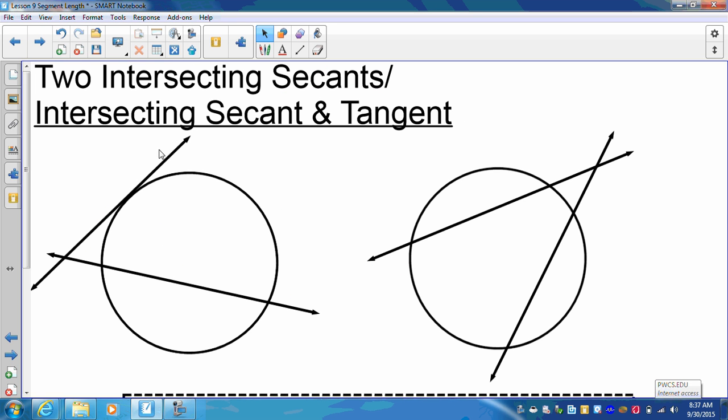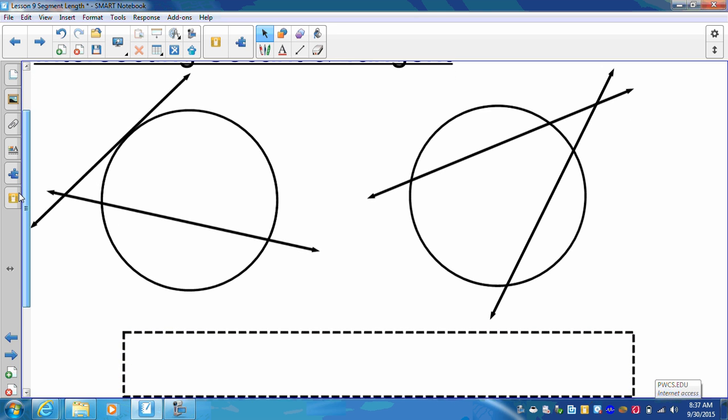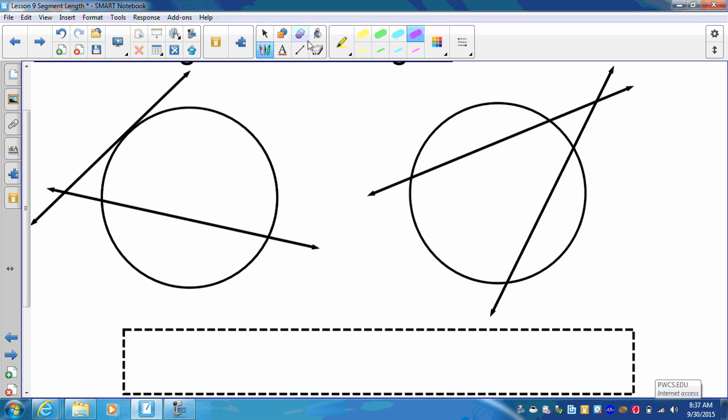The last relationship we have exists in two ways. We can either have a tangent line or a secant line intersecting outside the circle, or we can have two secant lines intersecting outside the circle. Both instances create the same relationship. So I'm going to talk first about this one on the right, and then we'll talk about how that applies to the one on the left.